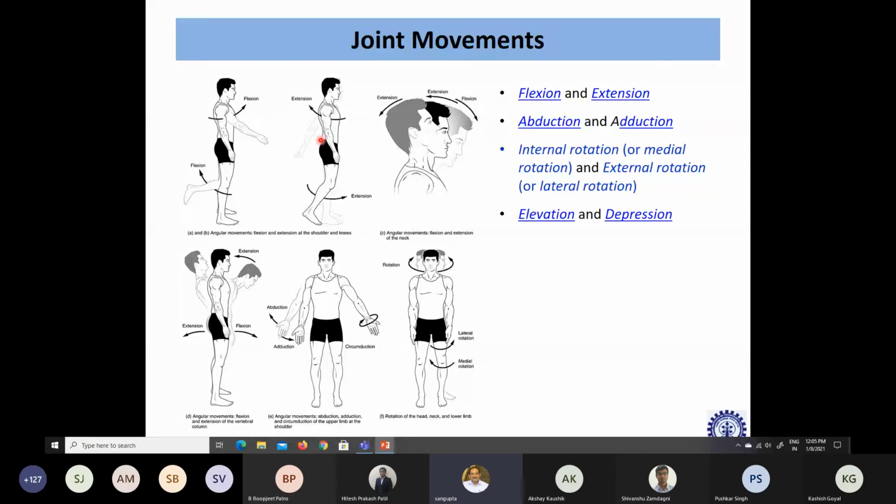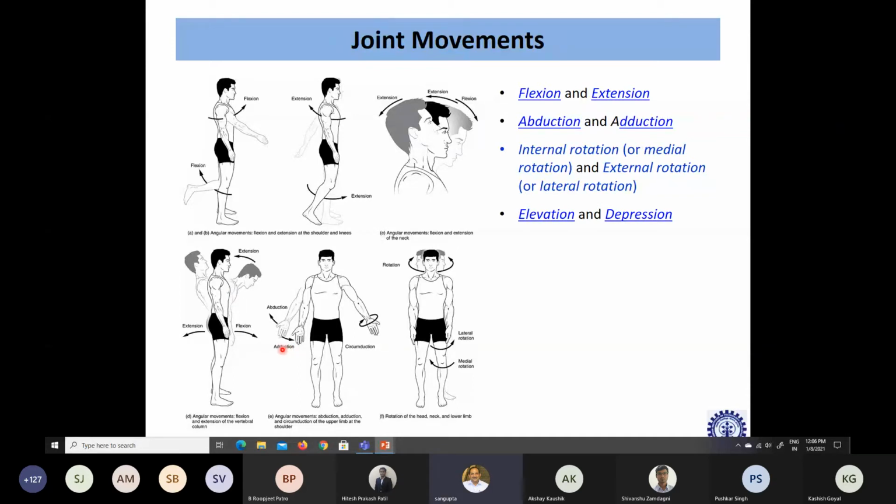Same thing with the head. So this is extension, this is flexion. Flexion means bending. You can see more figures with flexion and extension here.